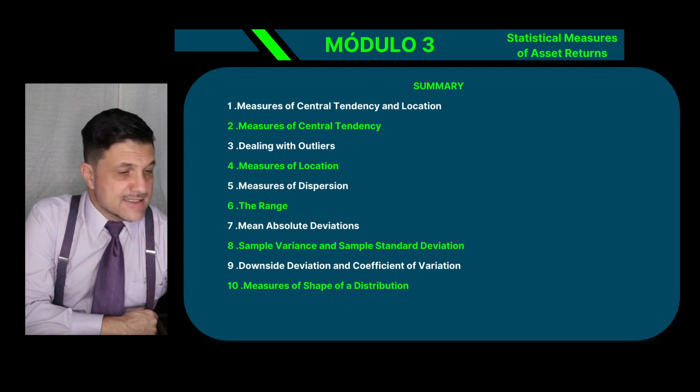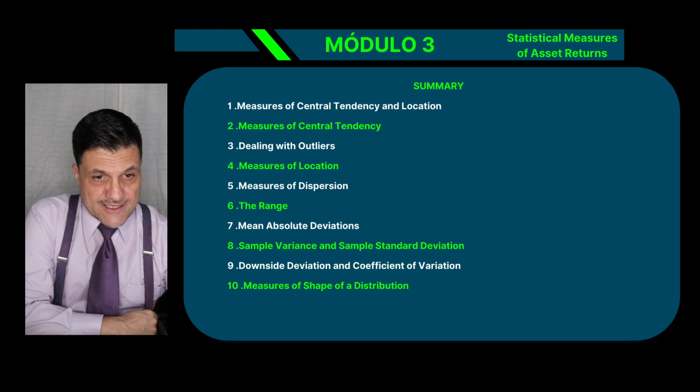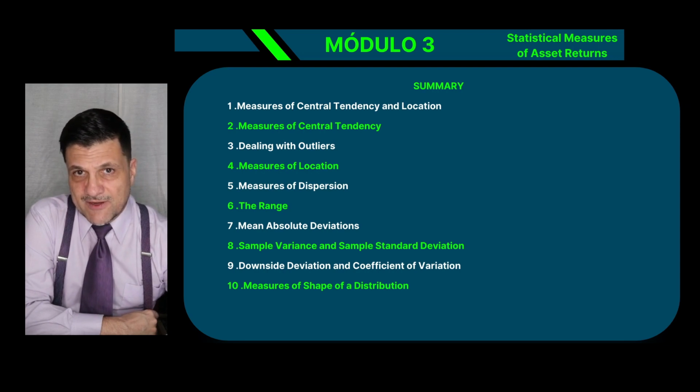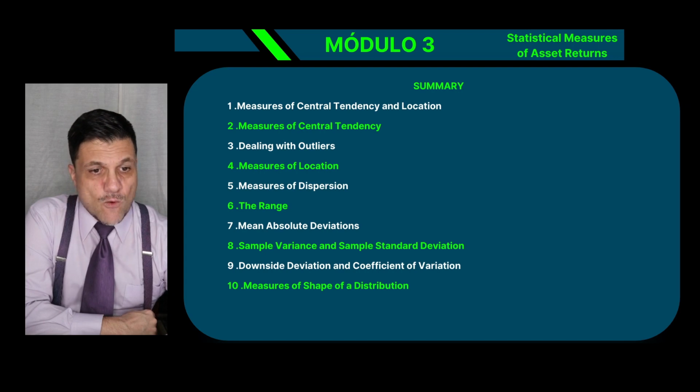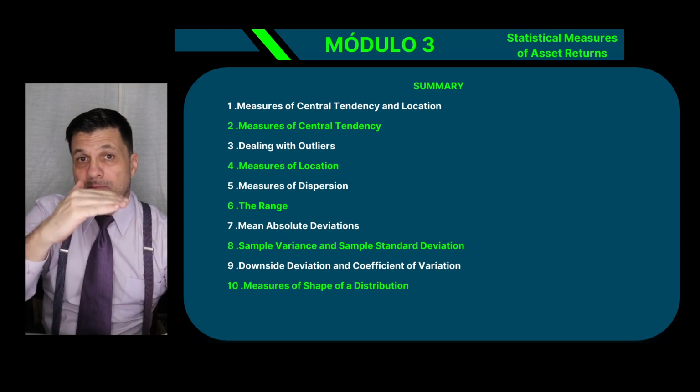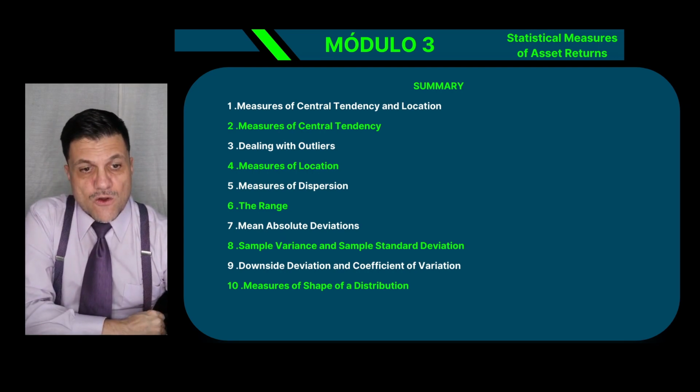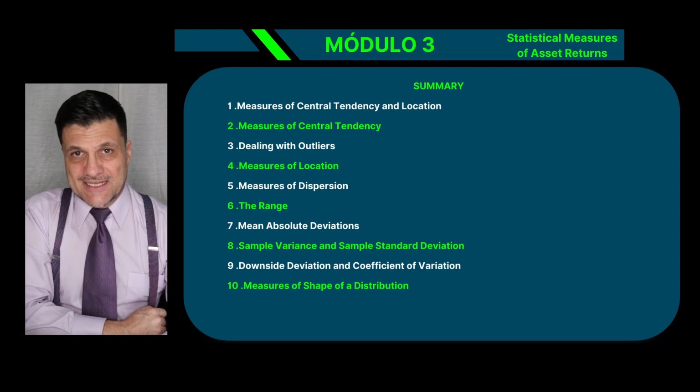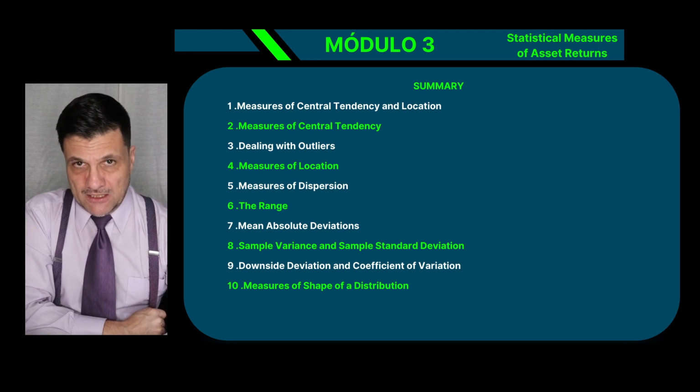Number 8, sample variance and sample standard deviation. As already explained, variance is the squared deviation, and the standard deviation is the square root of the variance. We're going to see some examples of that as well. What is a downside deviation? Downside deviations are the deviations below the expectations. What about the coefficient of variation? I think you should memorize this formula: it is the standard deviation divided by the mean of a population or sample.